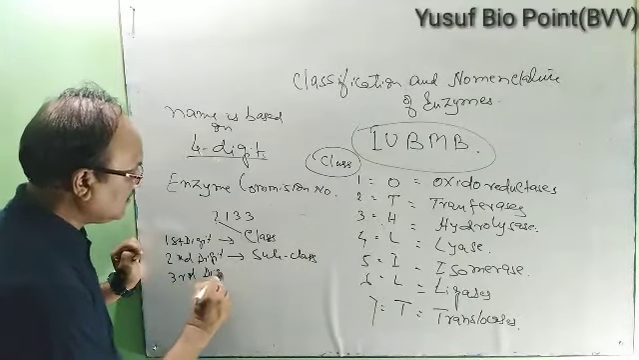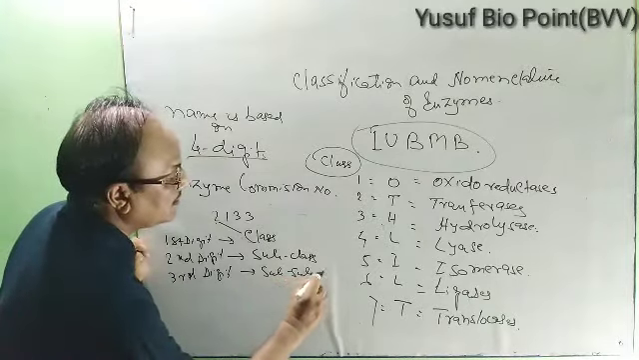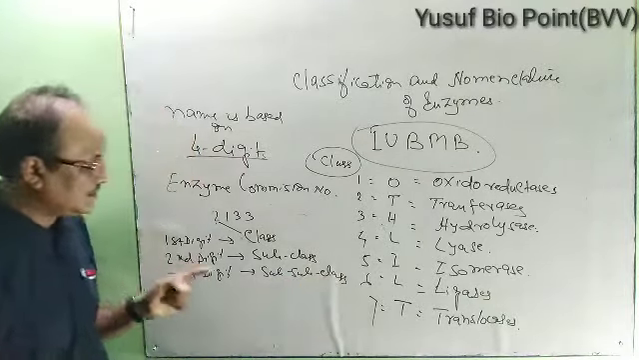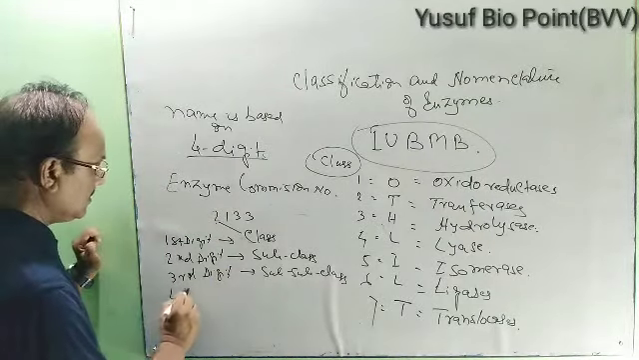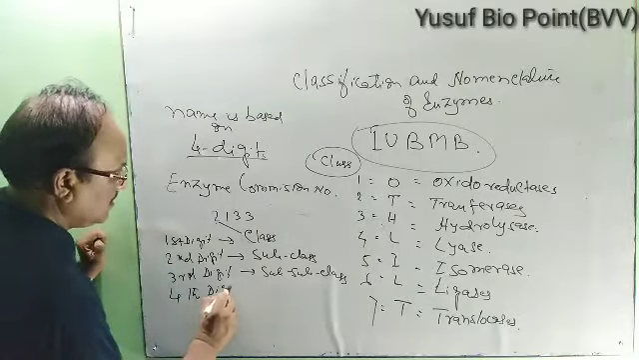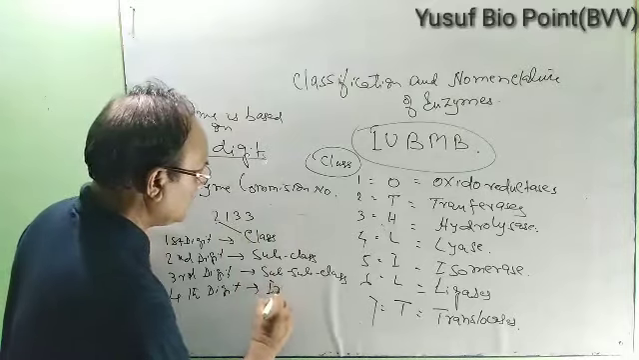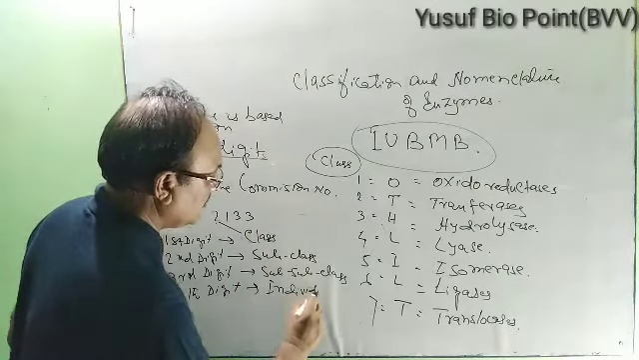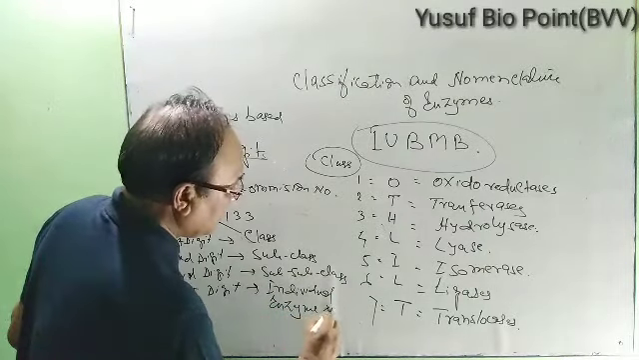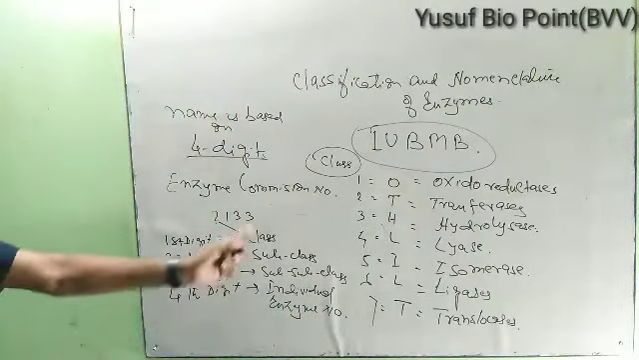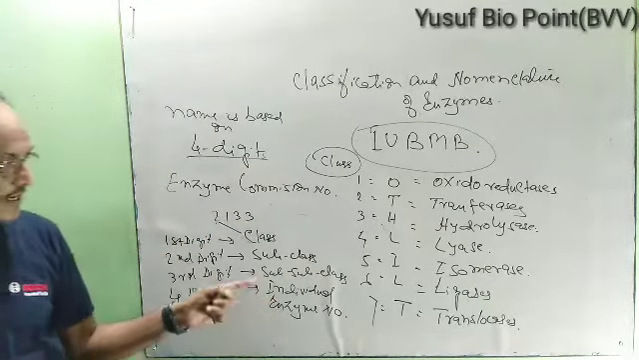Third digit mentioned subclass. And the fourth digit mentioned individual enzyme number. So this means this is the third digit. This will mention the individual enzymes.